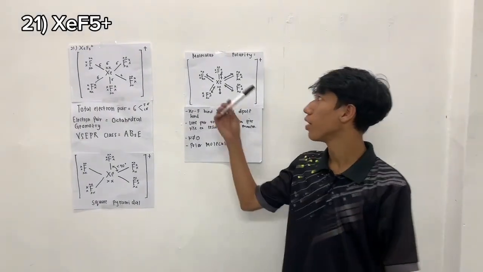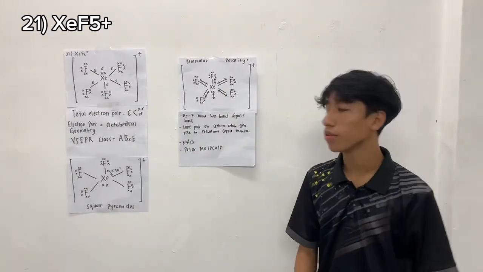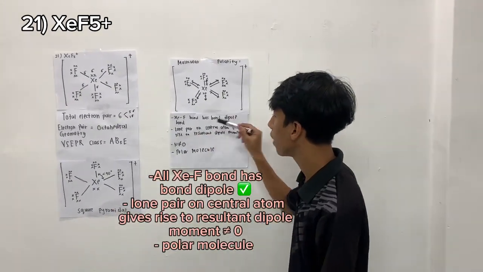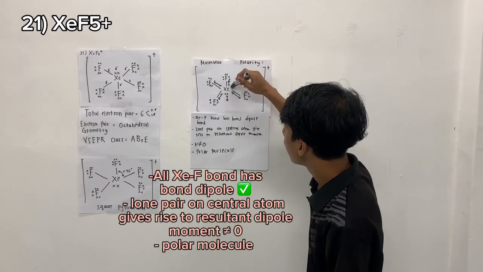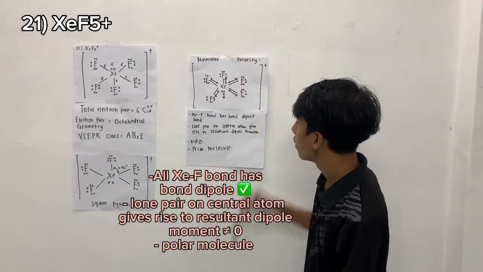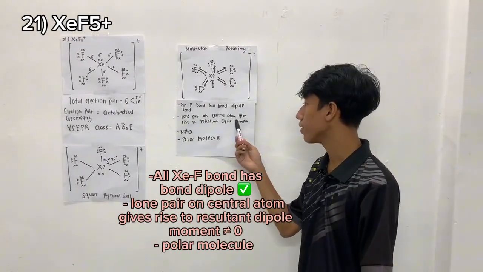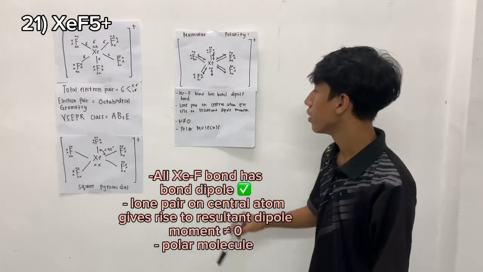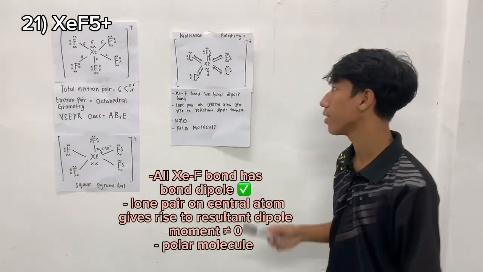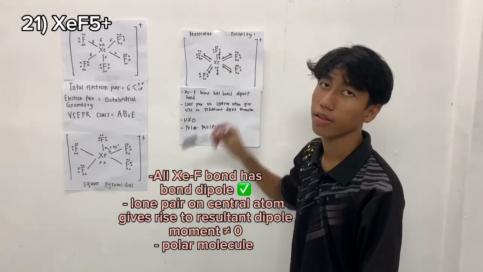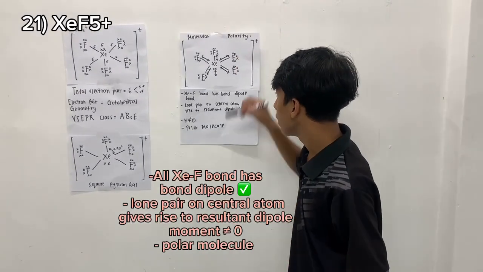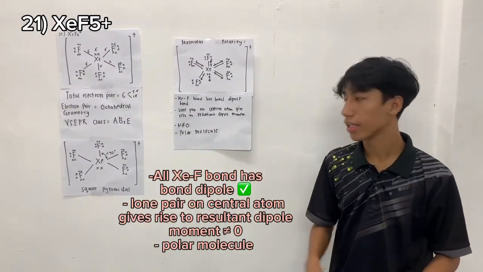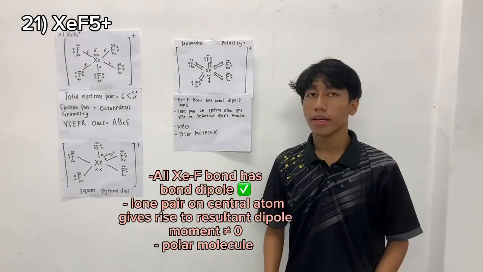So we go to the last part to determine the molecular polarity. The first point is the Se-F bond has a bond dipole, this and this. And the other one is a lone pair on the central atom that gives rise to a resultant dipole moment at this central atom. So this structure cannot cancel out with each other because each bond dipole has a different value. So the resultant dipole moment mu is not equal to 0. And the last one is, this is a polar molecule.